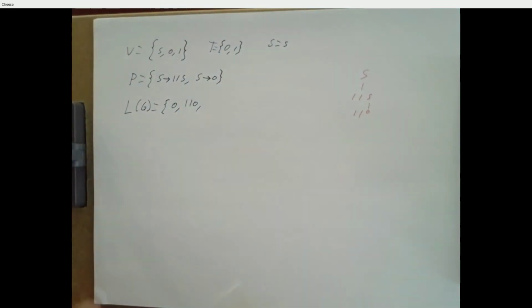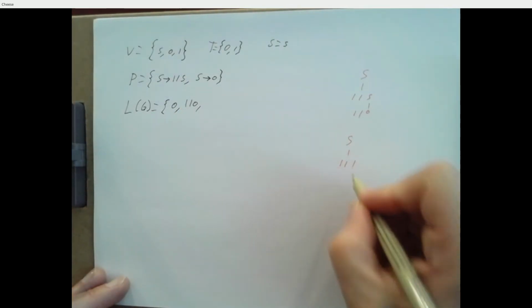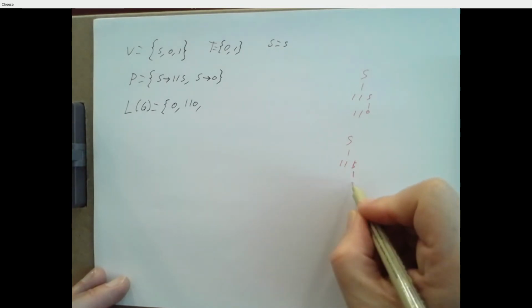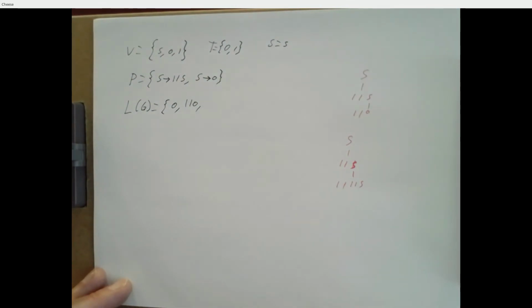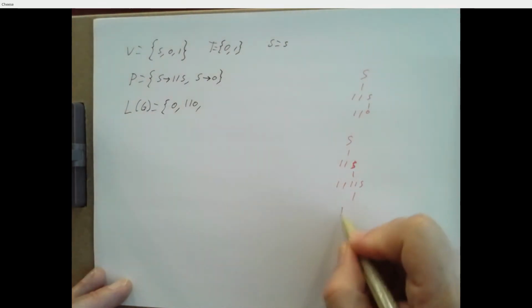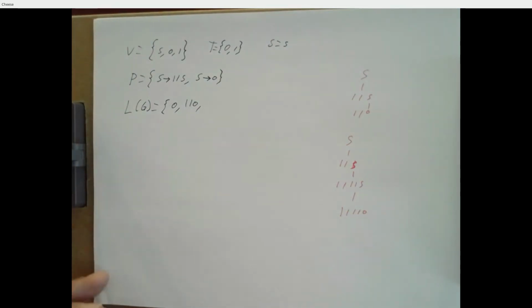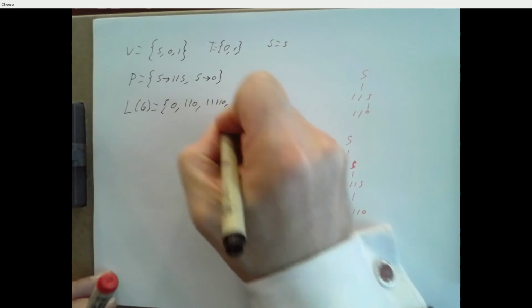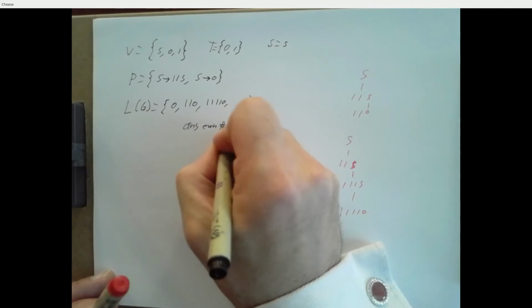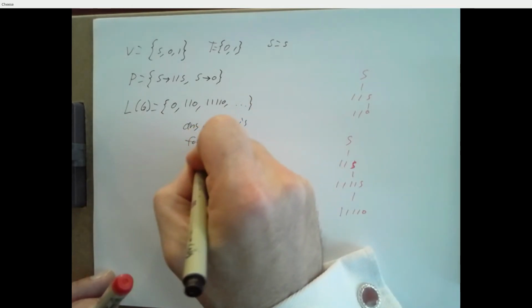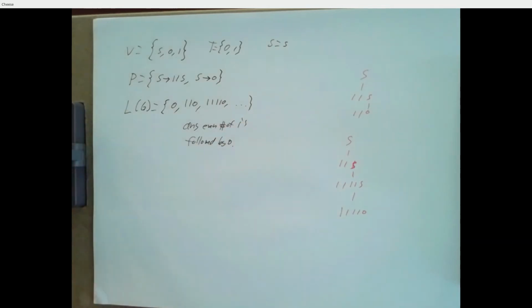It could infinitely loop by S goes to 1, 1, S. So S can be 1, 1, S, and this S could also be a 1, 1, S. So it could be a 1, 1, 1, 1, S, and that S could be a 0, so it could be 1, 1, 1, 1, 0. It could be any even number of ones followed by 0. So that's a little more interesting. Any even number of 1s followed by a 0.